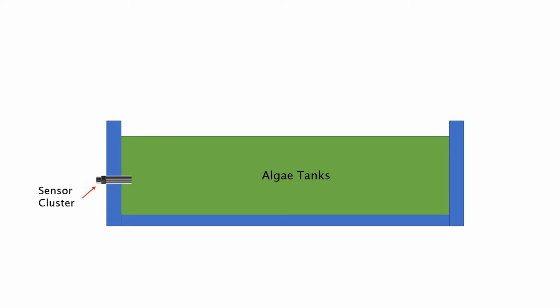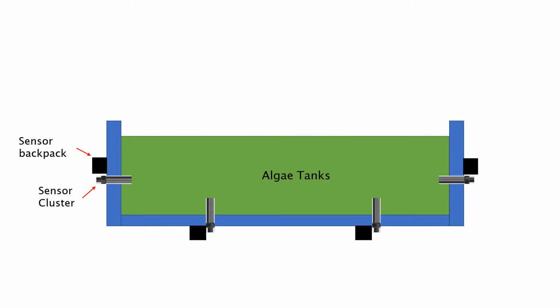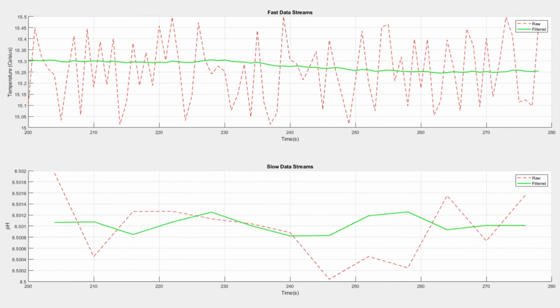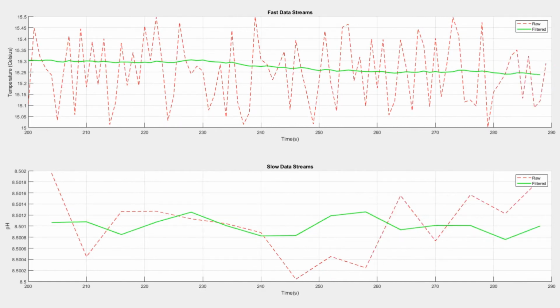This is a schematic of the complete system. The sensor cluster and the sensor backpack are mounted on the tanks with the probe submerged. To account for local irregularities, multiple such systems are placed in the tank. At the top of the tank, there is a lux sensor which measures the intensity of the incident sunlight. The first data stream represents high sampling rate data, while the second represents the slower sampling rate data.